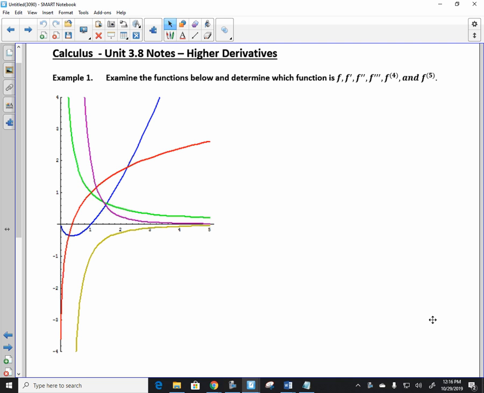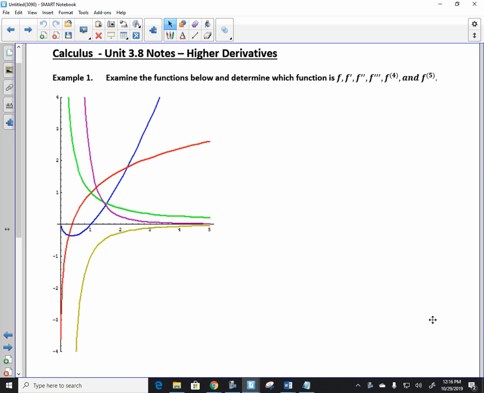Today's a big day. Today we talk about first derivatives and second derivatives and third derivatives and fourth derivatives. You can take a derivative of a derivative. And it's fun. It's very applicable to real life as well. We're going to show you that in a second.